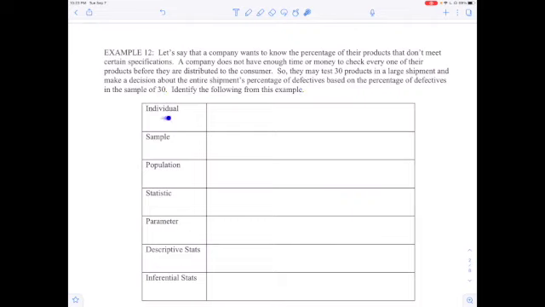All right. Individuals, samples, population, statistics. Remember, statistics is talking about the numbers. Parameter, those are average. Statistics, average. Parameters, average. Is it descriptive? Is it inferential? Now pause the video and write down some answers and let's come back and check. Do you have the same idea?